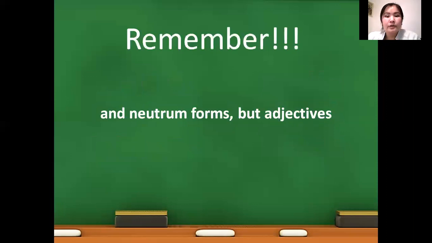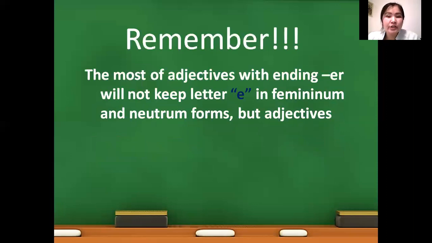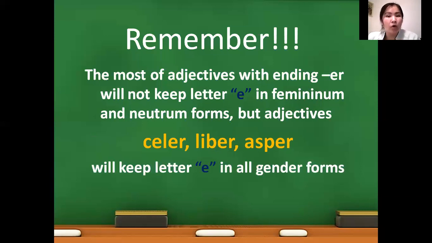Remember, we have some exception adjectives which keep the letter e in femininum and neutrum forms. Most adjectives with the ending er do not keep the letter e, but the adjectives celer, liber, asper keep the letter e in all gender forms. So how does it work? Let's see examples.